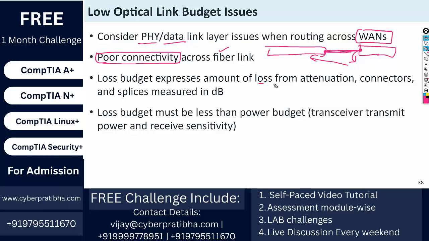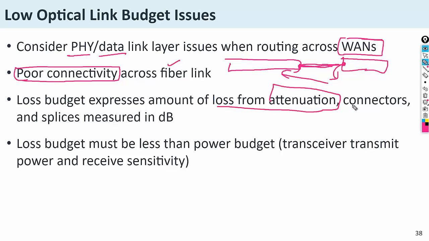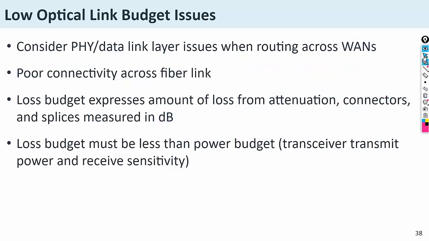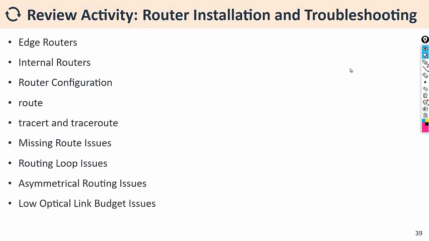So low budget expresses the amount of loss in the form of attenuation, in the form of connectors and splices. How can you check it? You can do it by measuring the strength of the signals at every point. The loss budget must be less than the power budget, transmit power or the receive sensitivity. So these are the common issues. This issue is considered a physical issue, but previously we discussed issues which were logical. Issues can be both physical or logical.